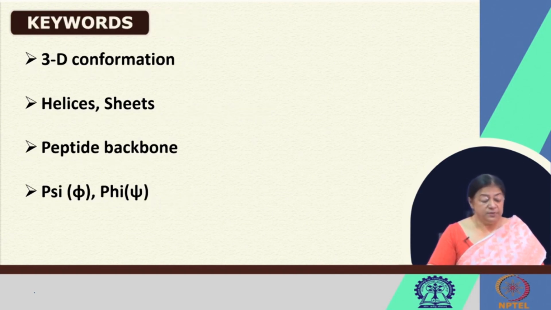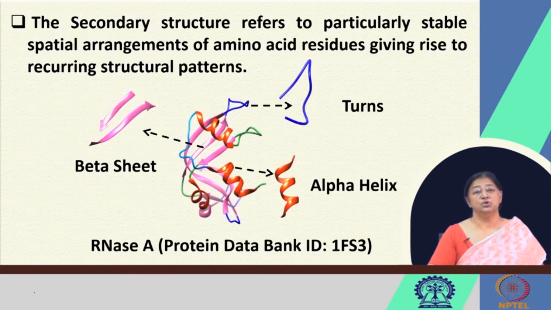The 3D conformation will come later, when we consider the three-dimensional structure of proteins and how they are formed in protein folding. As I mentioned, we will look at helices, sheets, the peptide backbone, and the important torsion angles, the phi and psi angles.